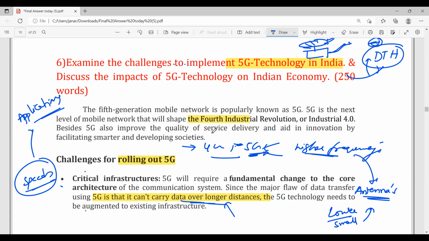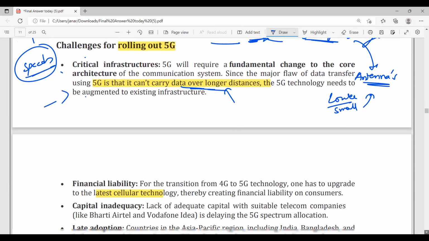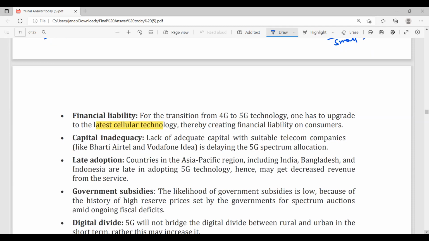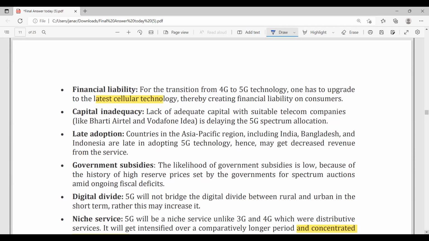No doubt about it. But the challenge is you have to invest a lot in infrastructure. As the range is lesser, more infrastructure investment has to be set up. More network cellular cells have to be created. Power requirements will also be different. Financial capital and spectrum auctions are also part of this. We are late in adoption.